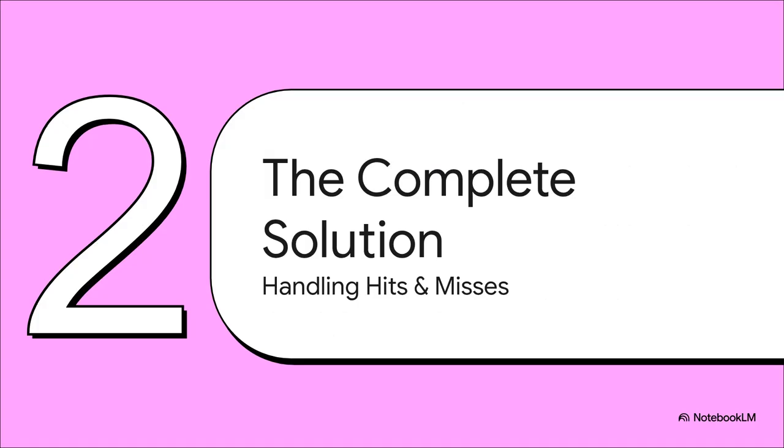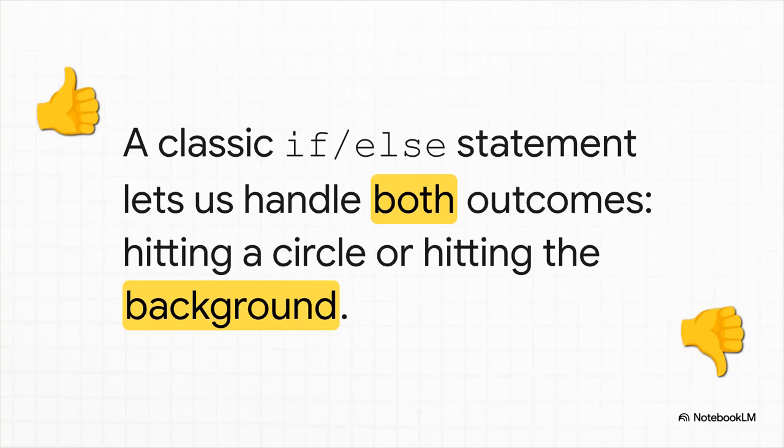Okay, so now we know how to avoid the crash when we click on the background. That means we can finally build the full solution, the one that handles both a hit and a miss to get our program working exactly the way we want. And the secret weapon here is the classic if-else statement. It's perfect because it lets our program make a choice between two different paths. If our target is a shape, we do one thing, increase its radius. Else, which means the target must be None, we do the other thing, create a brand new circle.